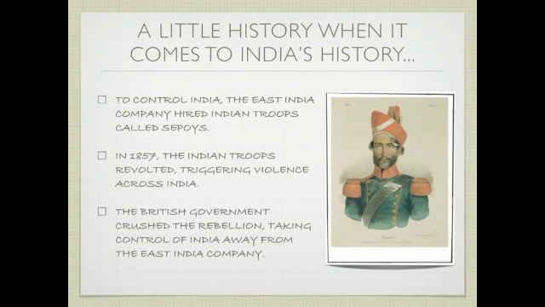To control India, the East India Company hired Indian troops called sepoys. In 1857, the Indian troops revolted, triggering violence across India. The British government crushed the rebellion, taking control of India away from the East India Company.